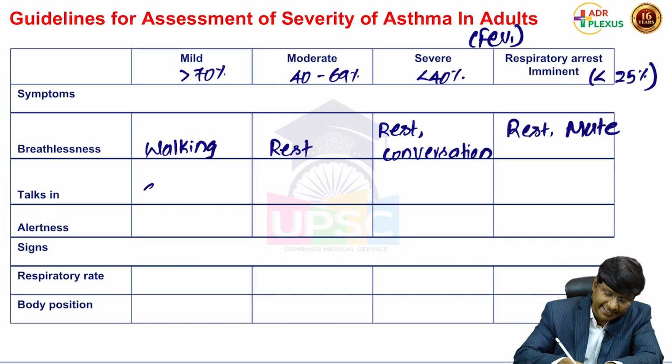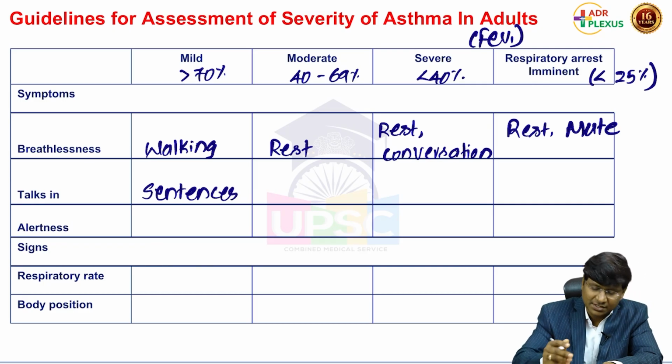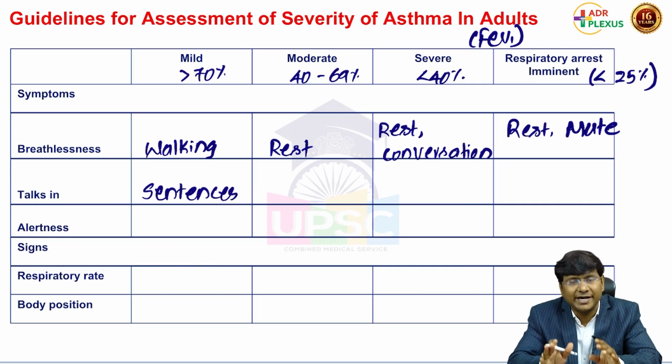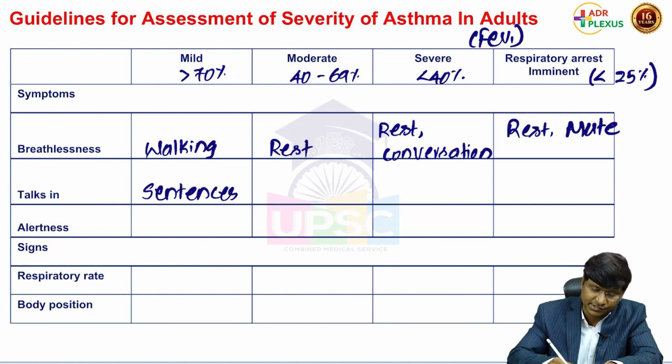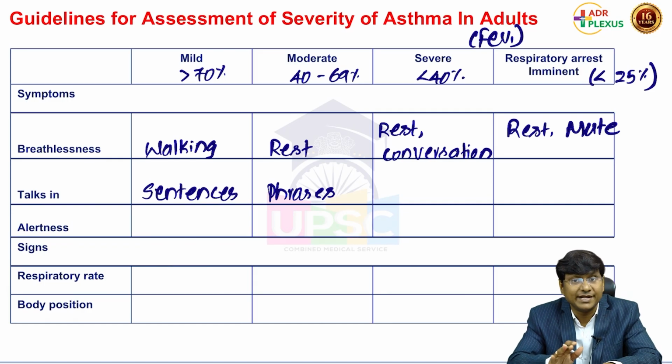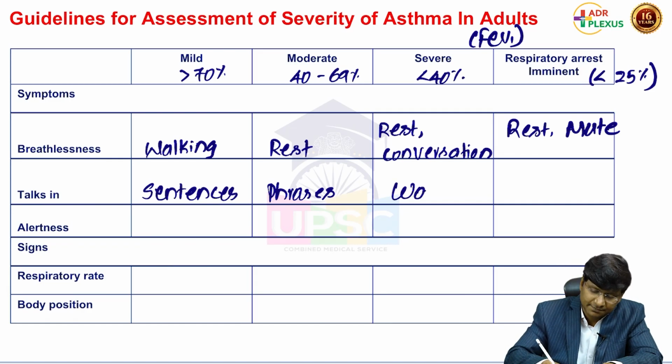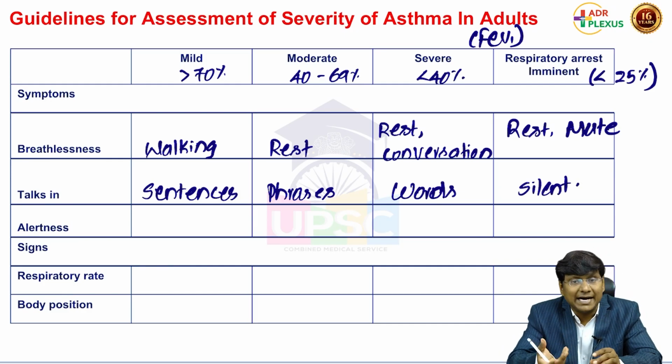And in mild, the individual will be able to talk in sentences because the breathlessness is there only on walking. So at rest, he'll be able to talk in sentences. Whereas in moderate, they can talk in phrases. Whereas in severe, words. And in respiratory arrest, they are completely silent and they are not able to talk. And what about the alertness?